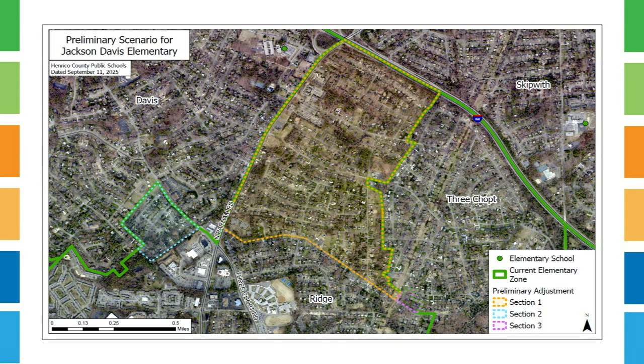This is a bird's eye view of the areas we are discussing with an overlay of the map for reference. You will note the major roadways here are I-64, North Parham Road, and Three Chop Road.